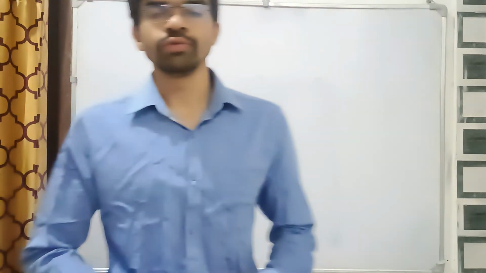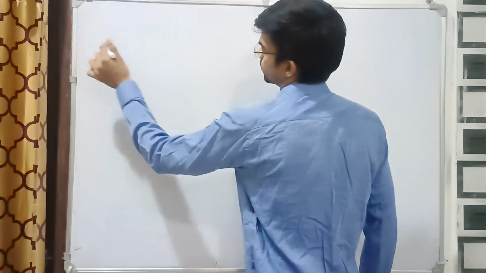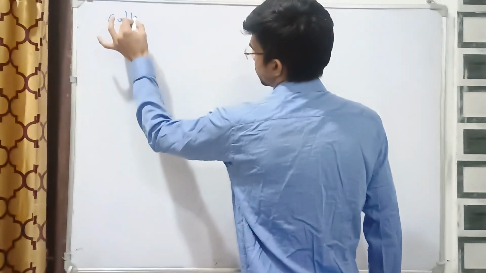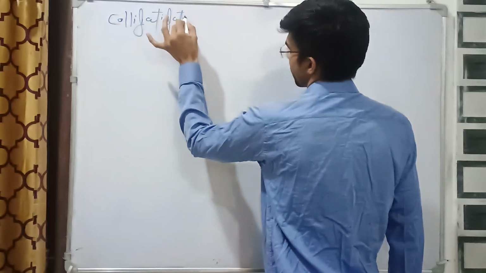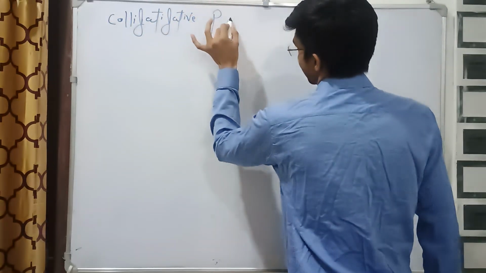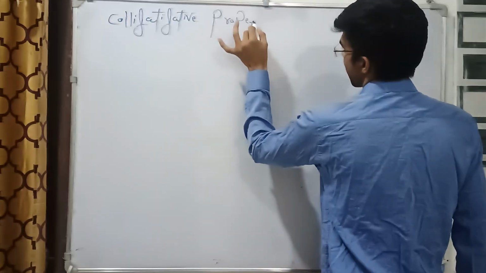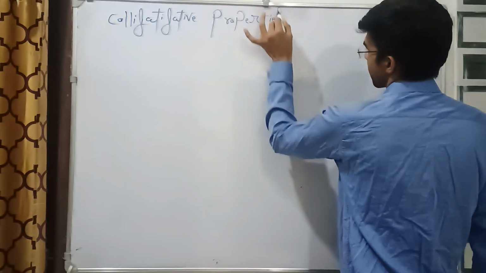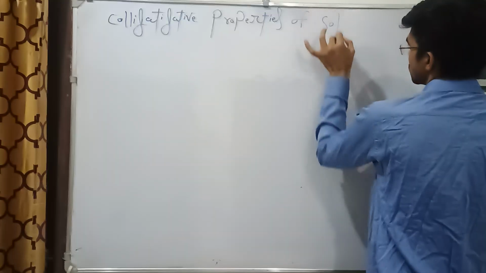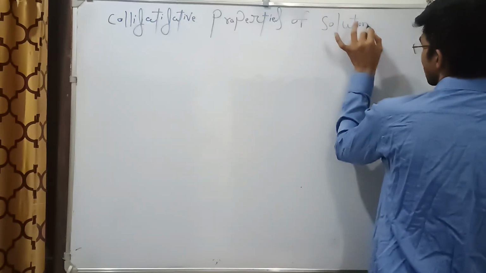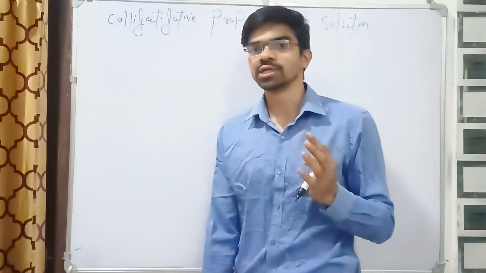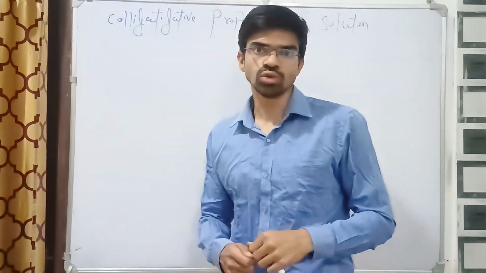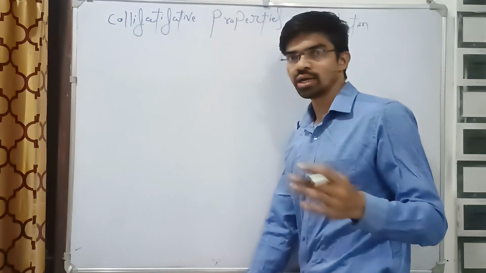So today we will start the colligative properties of solution. In the last class we have just discussed the four types of colligative properties of the solution. So now today we will discuss one by one.